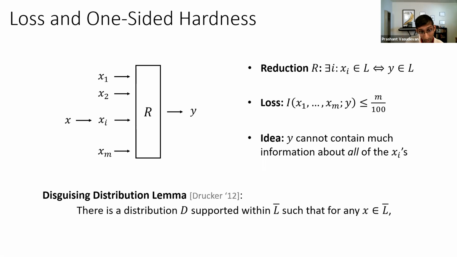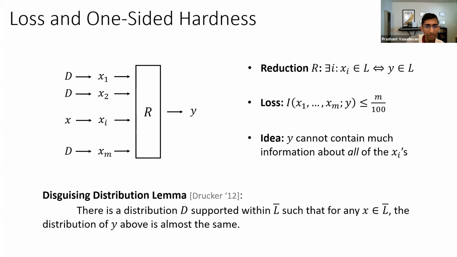Consider doing this. There exists a distribution D, one fixed distribution D for the language, such that for any x that is not in the language, if you do this, and if you sample all of the other inputs from this distribution, then the distribution of Y that you get as an output is more or less the same, independent of which x you take. For any x not in the language, you get the same distribution for Y if you do this procedure.